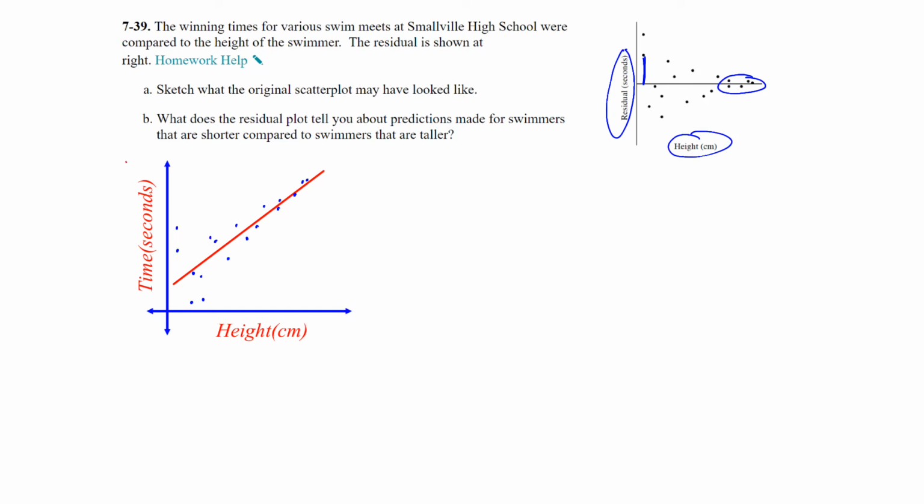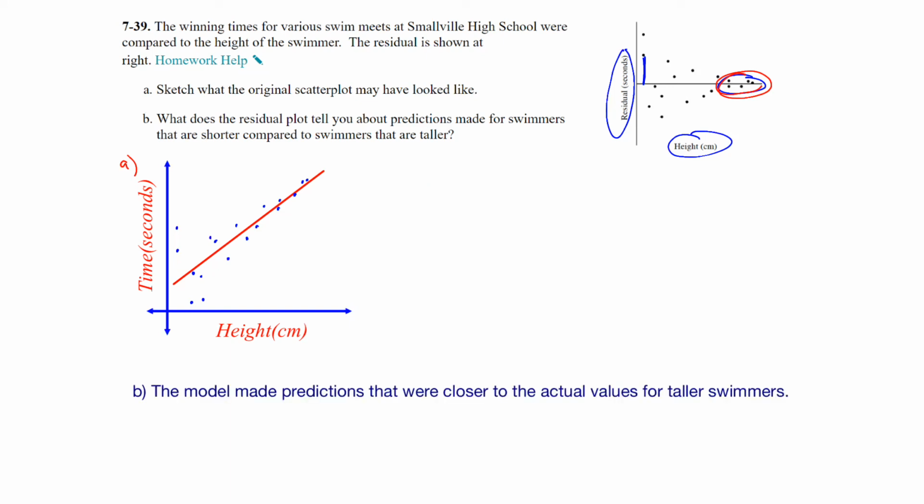So that was A. Part B. What does the residual plot tell you about predictions made for swimmers that are shorter compared to swimmers that are taller? You can see on your residual plot, as the height of the swimmers gets taller, the least squares regression line is more accurate, and so the model made predictions that were closer to the actual values for taller swimmers. And I went ahead and wrote that on the bottom there.